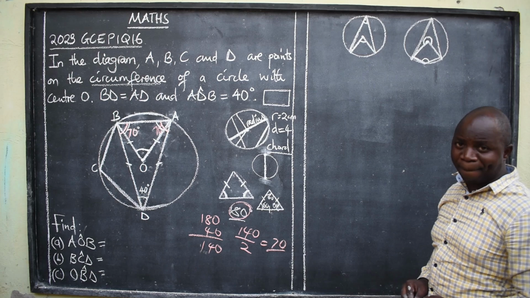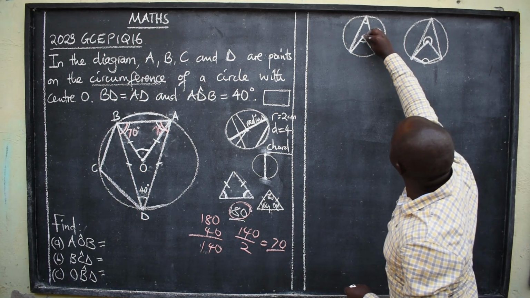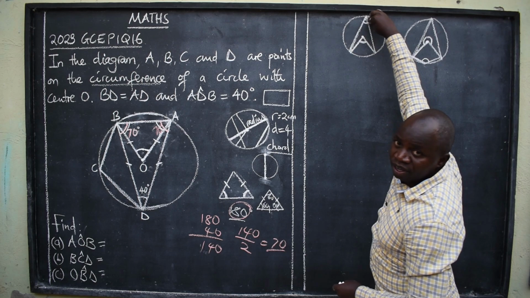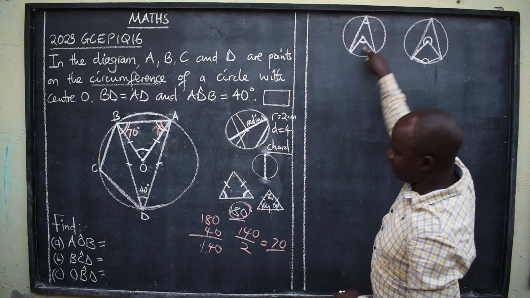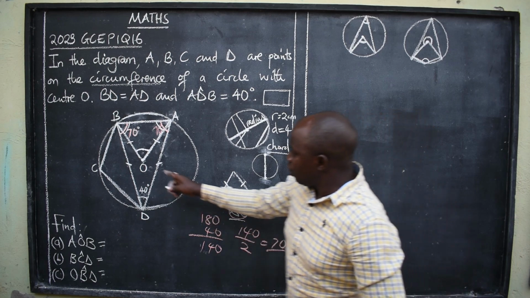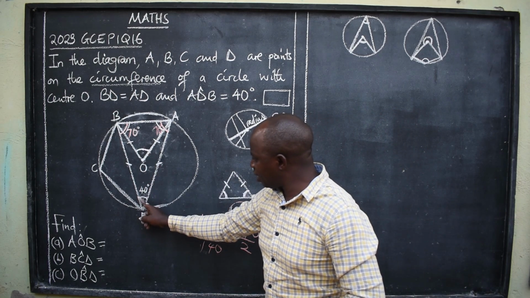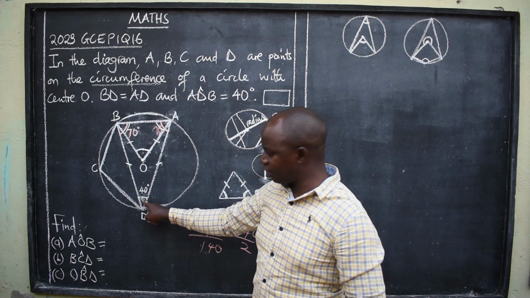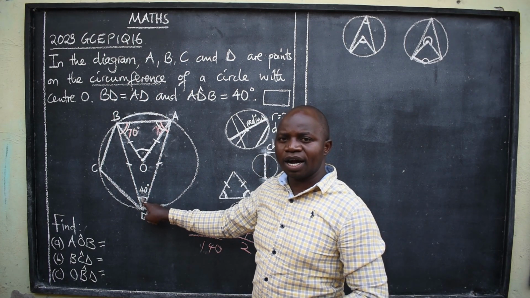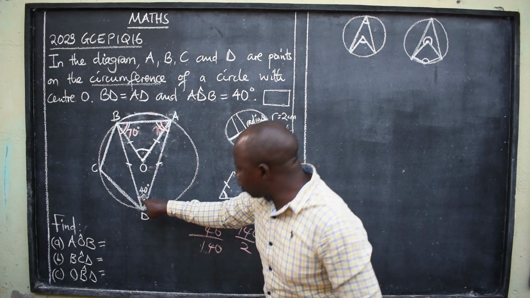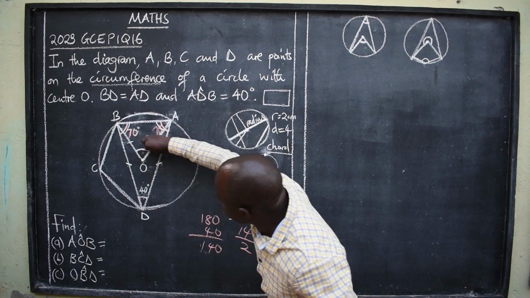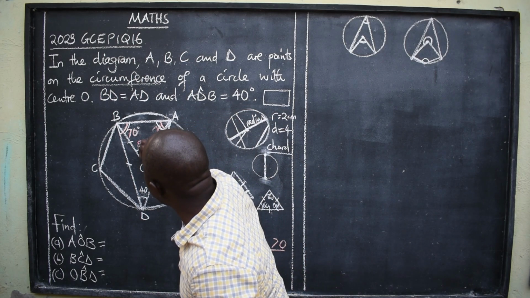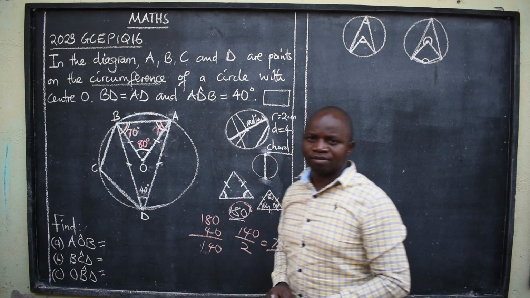I hope this is clear. This angle is twice this angle. That is the property. This is applied here. You can see this angle I want and this angle. There is a relationship. This should be twice the angle at the circumference. So if this is 40, then this will be what? Twice, 80. So this one will be 80 degrees.